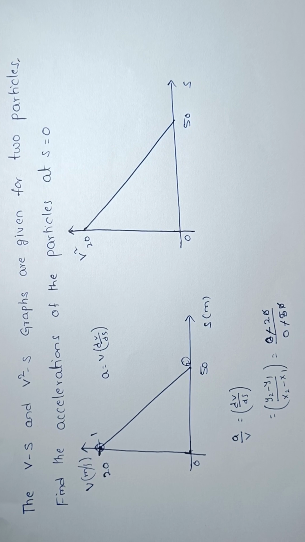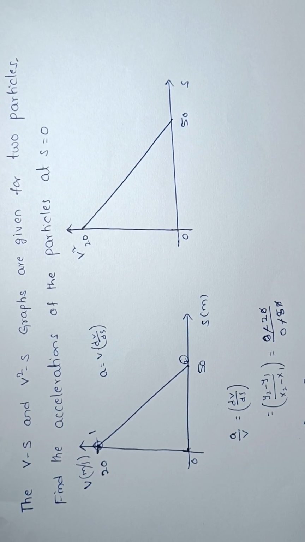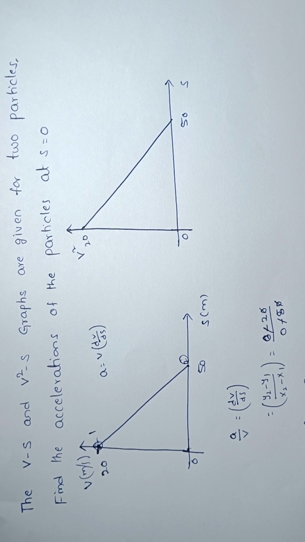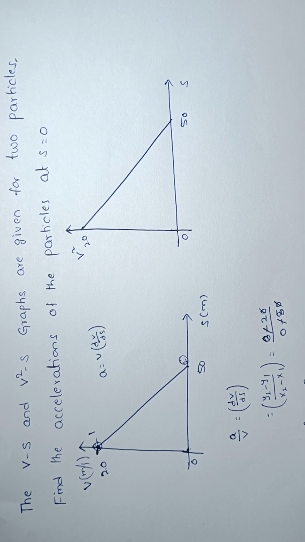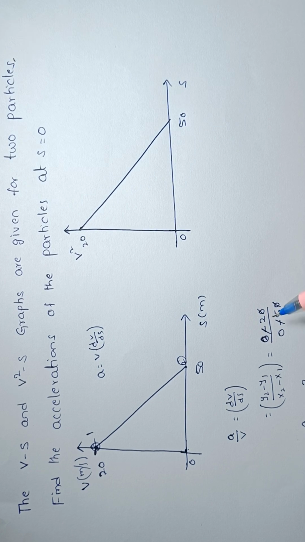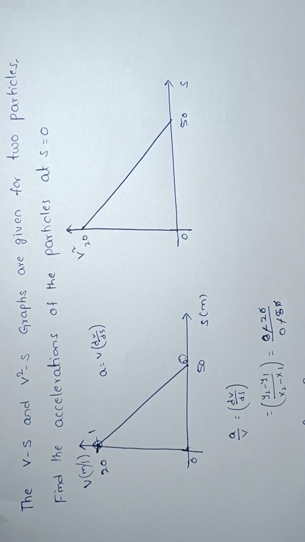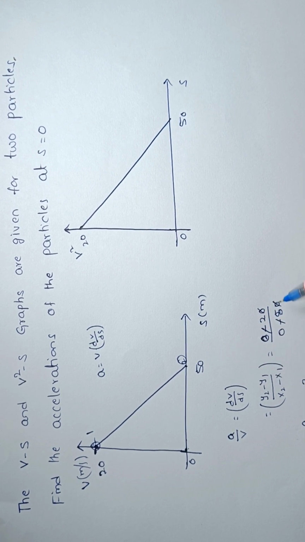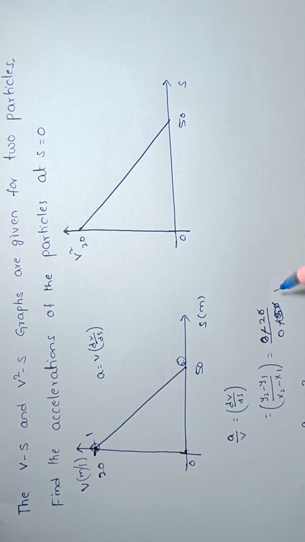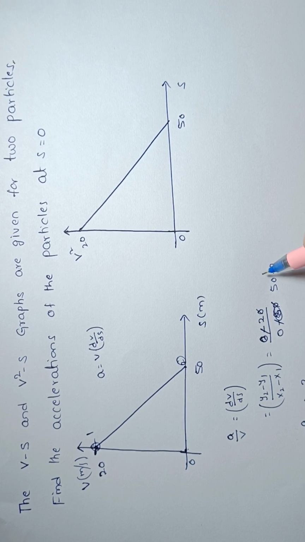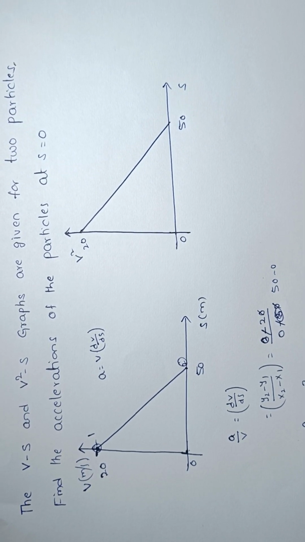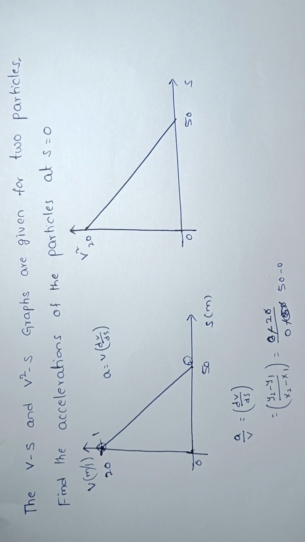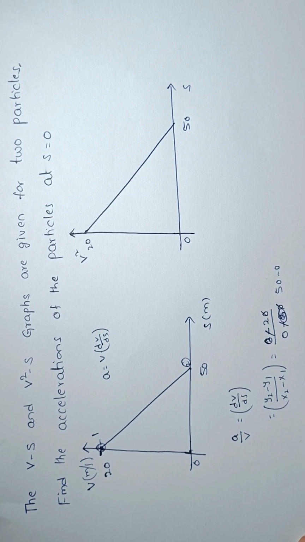So what about this negative value? Negative acceleration: y2 minus y1 by x2 minus x1, right? y1 value is greater, it is the 20 value. That's why it is going to be a minus value. What about x? x2 is here 50 minus 0. That means minus 2 by 5. So here you are going to get minus, minus and minus. This is the a1 for the first graph.